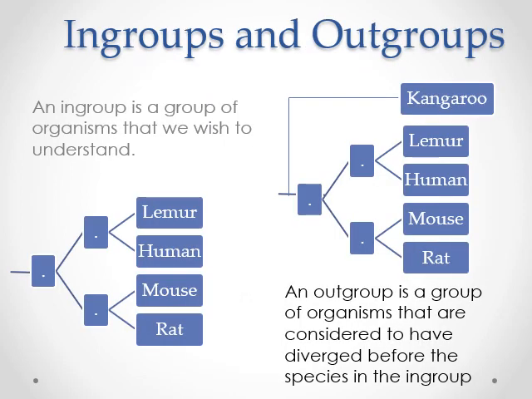We got in-groups and out-groups. It's just like high school. The in-groups are the ones that you're interested in. That's what you want to understand. The out-groups are the ones that diverged before the species in the in-groups. Usually these trees are rooted by an out-group, the one that you are comparing it to that is the most different from all the rest.